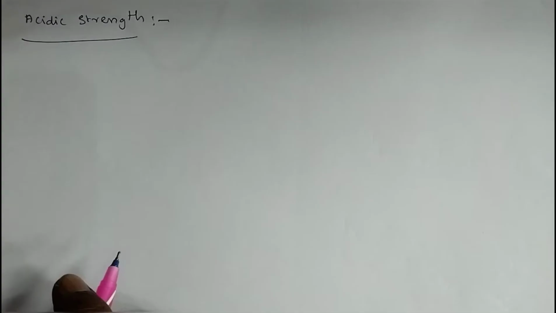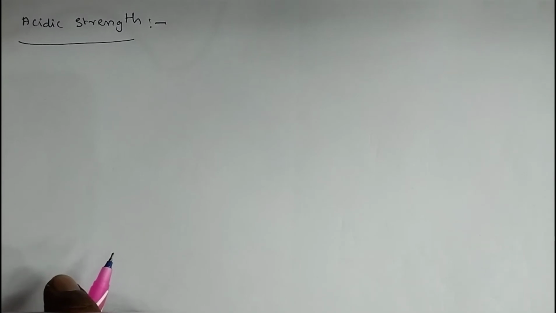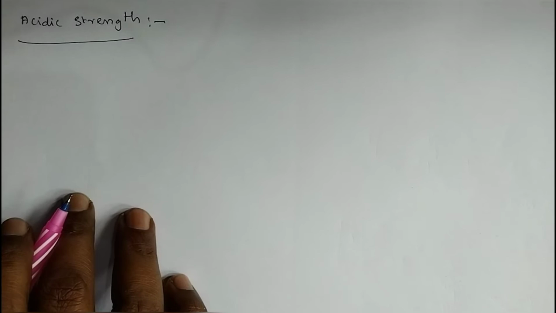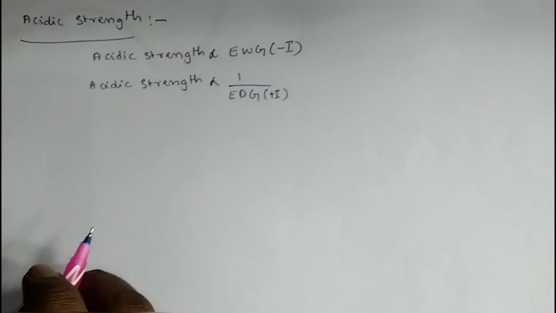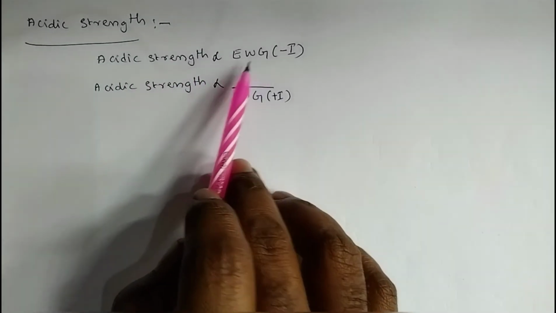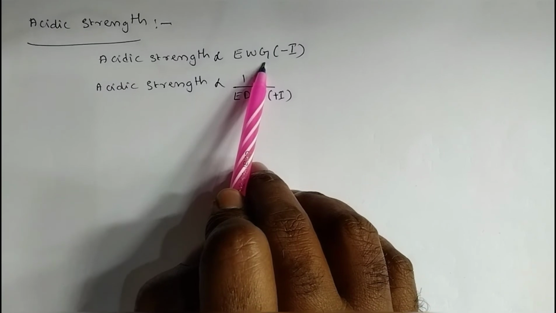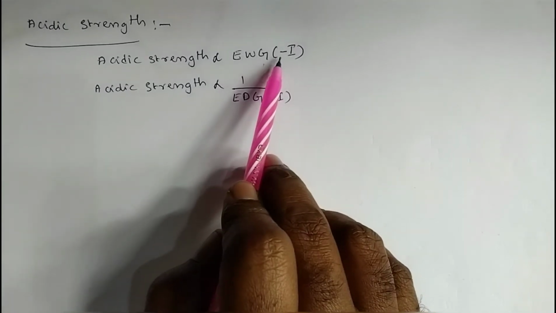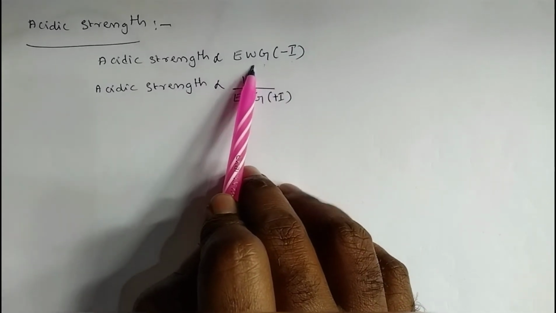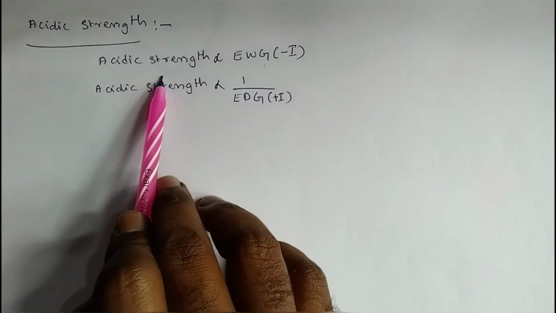Next example. Here I am just explaining the trick to find the acidic strength of a particular compound. I am not going into detail about the mechanism. I am just explaining the trick to identify the acidic strength of a given compound. Here acidic strength is directly proportional to electron withdrawing groups. That means electron withdrawing groups produce a minus I effect. The more the amount of minus I effect, or the more the number of electron withdrawing groups, the more the acidity.